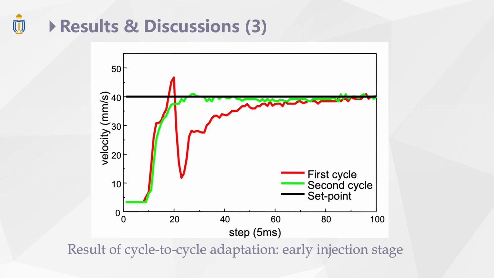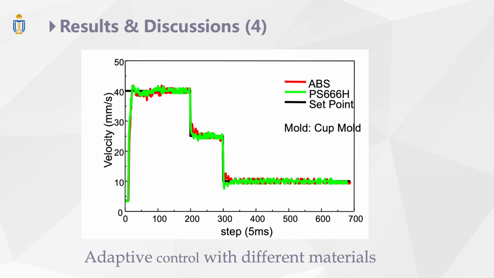Now let me summarize what we have done. We have introduced adaptive control. In addition to that, we added feed forward, profile shift, and cycle-to-cycle learning. With that, we can control the injection velocity very tightly under different conditions. We were very happy, and the industrialist was very happy.